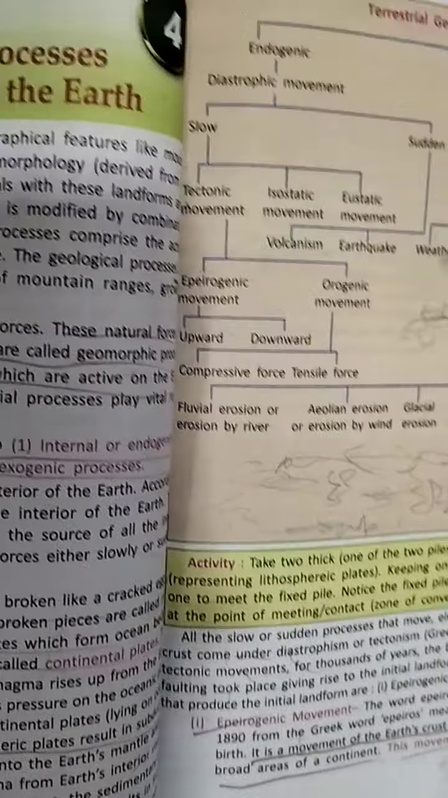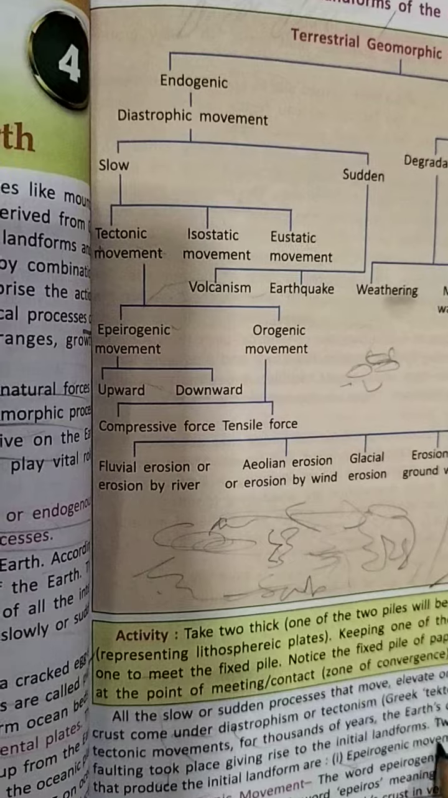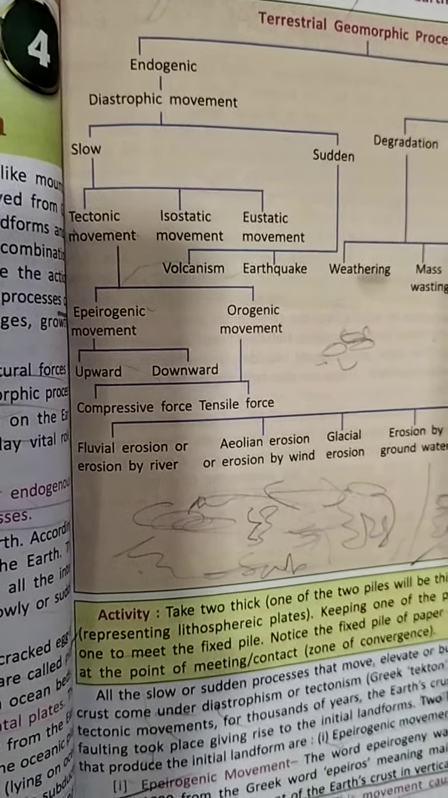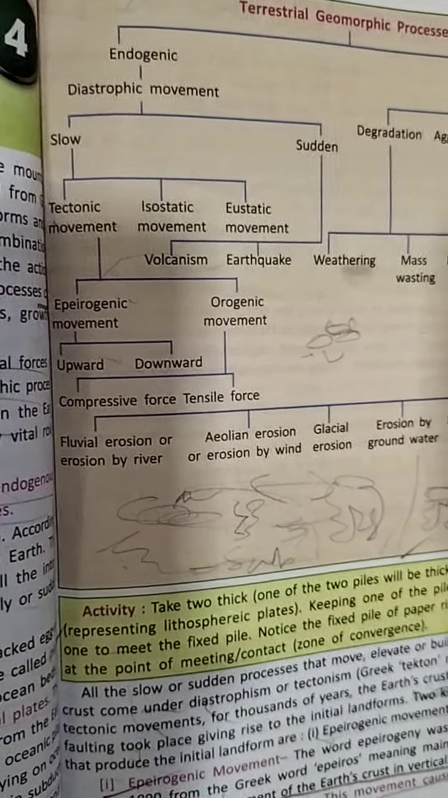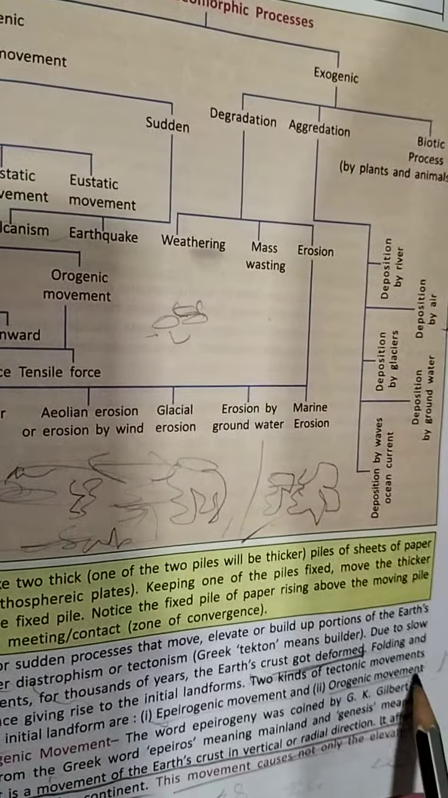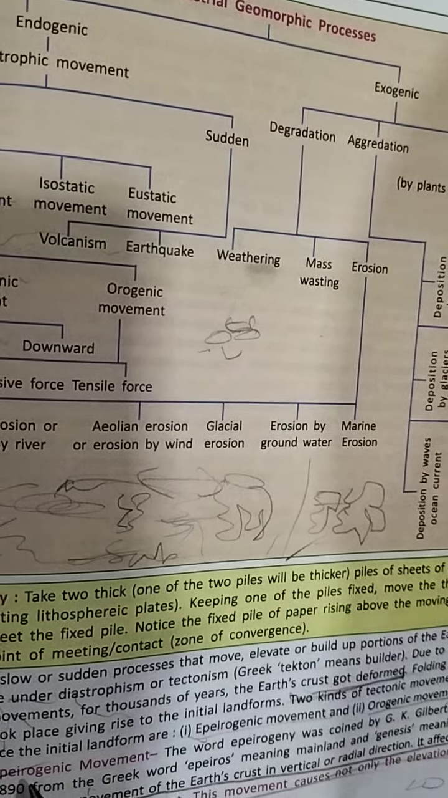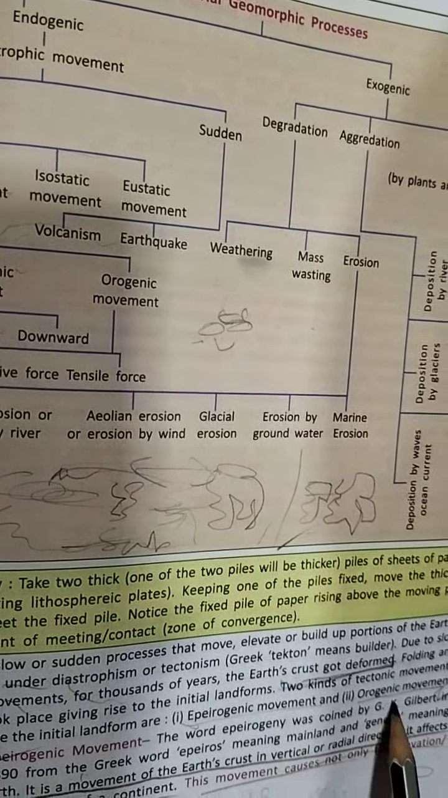The two kinds of tectonic movements are epeirogenic movement and orogenic movement. So far we have done this much. We will study epeirogenic movement and orogenic movement in detail.